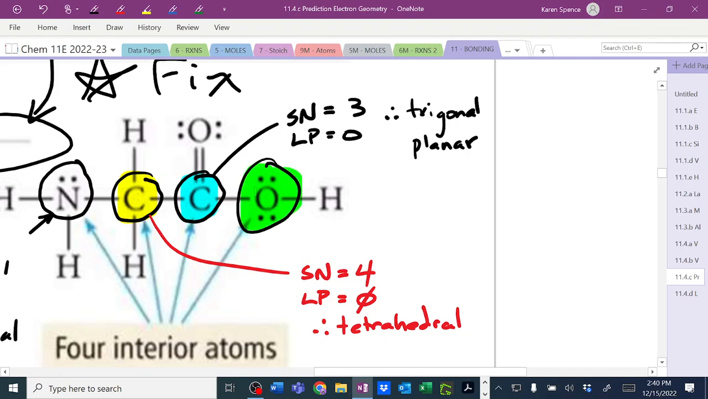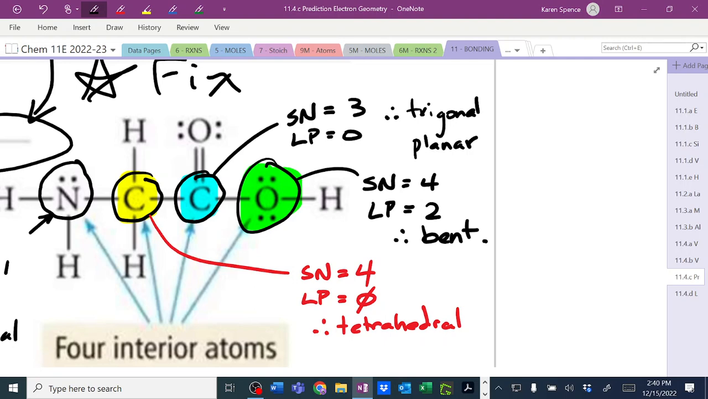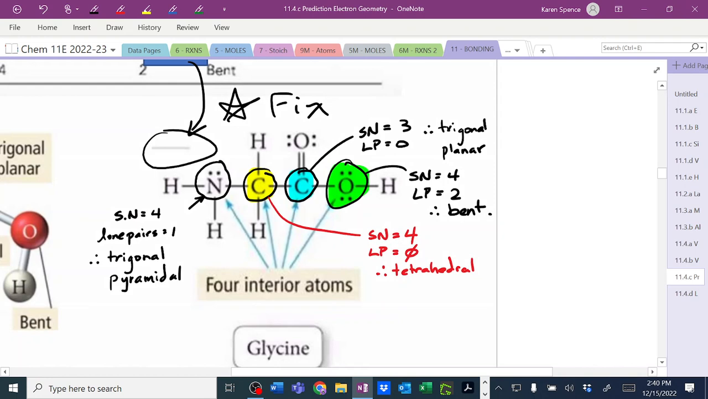What about oxygen? Steric number is 4. Lone pairs is 2. Therefore, it is bent. And mostly if you have larger molecules, you're not going to have things with 5 domains and 6 domains. They're all going to be 3 and 4. Maybe 2 at the most. All right. So that's how you would do it.